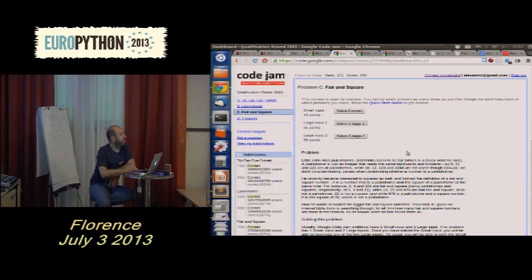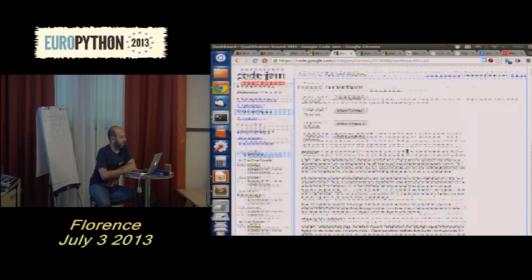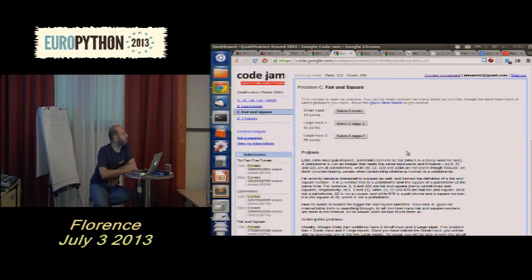Now, Fair and Square, okay, they describe what you want. It's something about palindrome numbers. I don't know why, but it happens quite often that the problems are about palindrome numbers. And then this was quite strange. They had a small and two large.